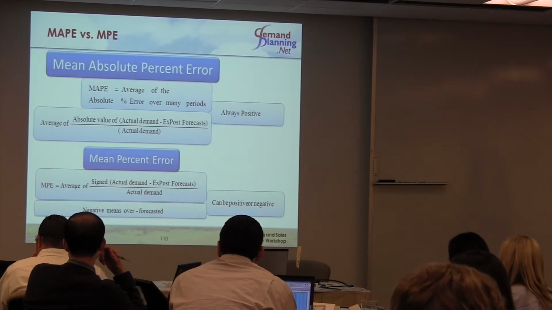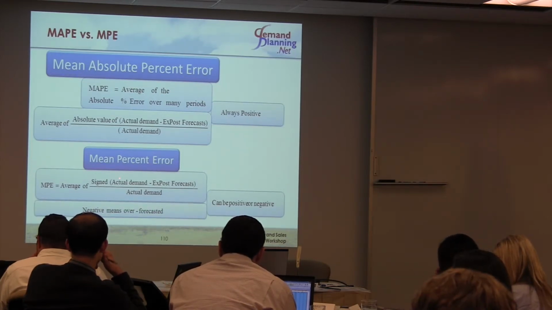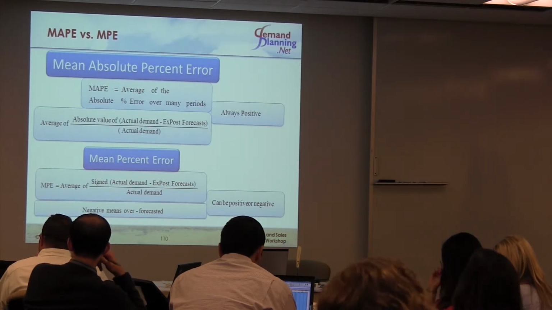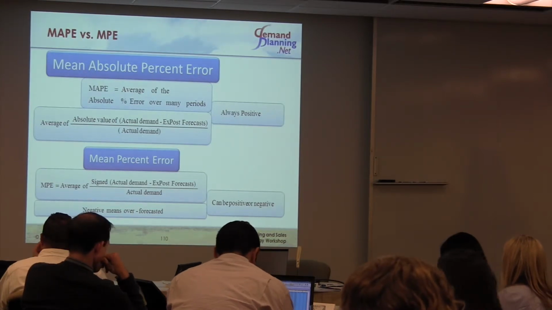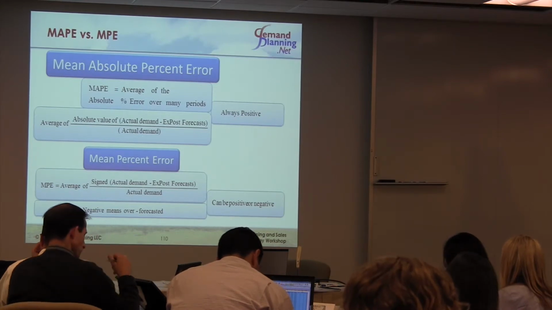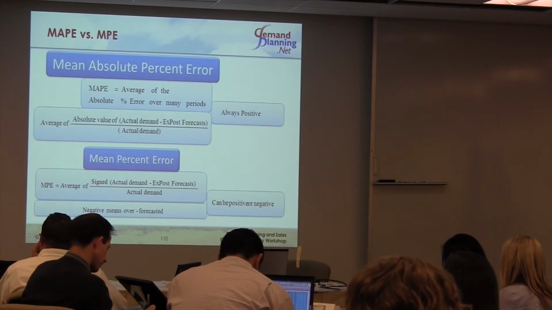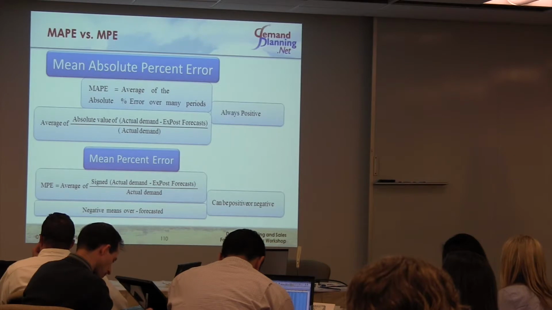The only difference is the way that we have this actual minus forecast. If MP is negative, that means your model is over forecasting, because it's actual minus forecast. So if MP is negative, your model is over forecasting the actuals.